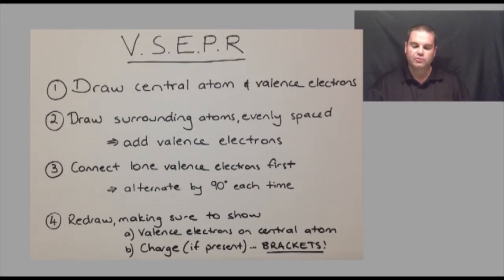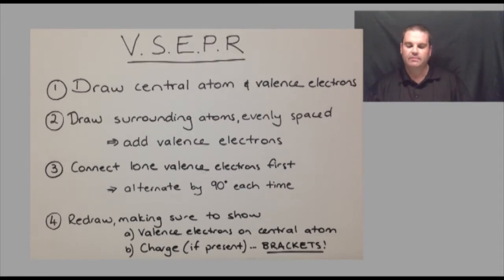So the first thing you're always going to do is draw your central atom and then valence electron shells around it. Now if you don't know which one's your central atom, always look for the one that there's least of. So if you've got NO2, 2 oxygens, 1 nitrogen, it's going to be the nitrogen. If it's PCl3, you've got 3 chlorines, 1 phosphorus, it's going to be the phosphorus. So always put the one that you've got least of in the middle. If there's the same amount, doesn't matter.